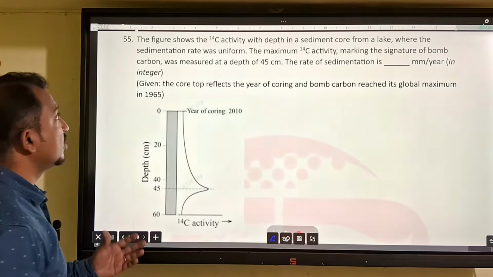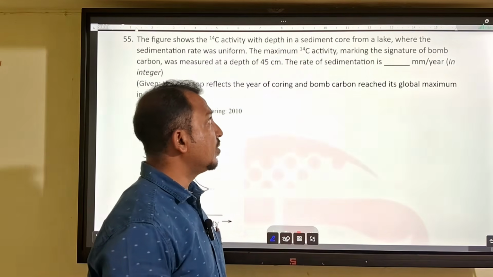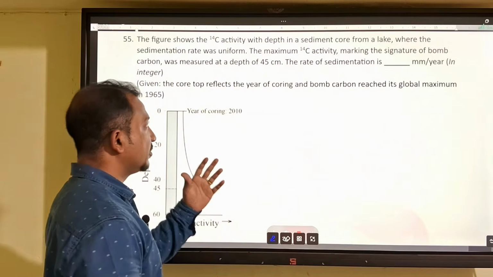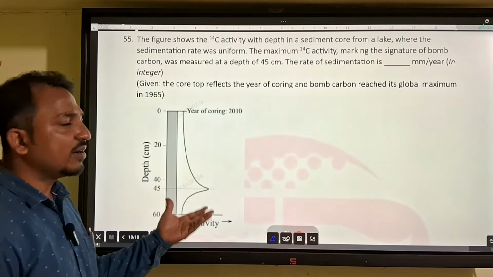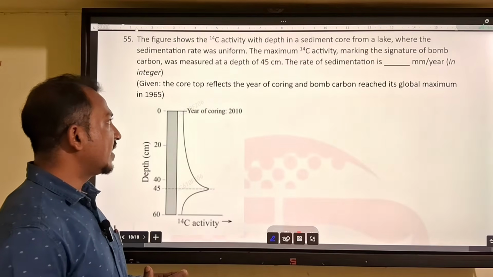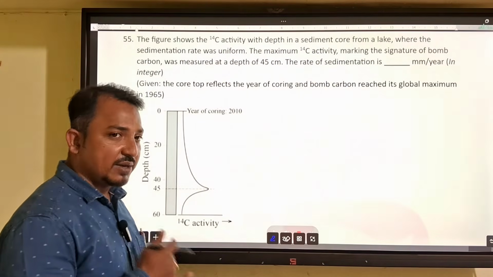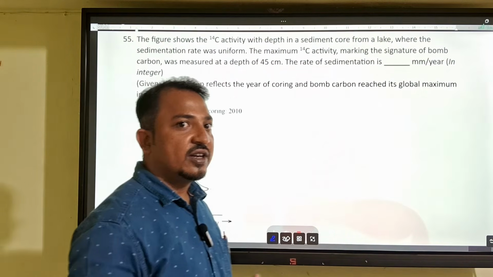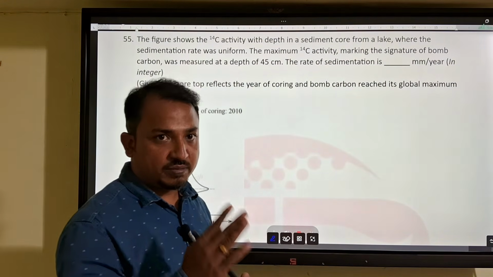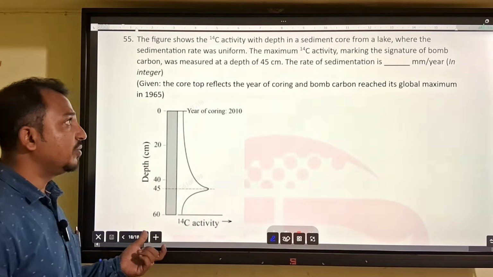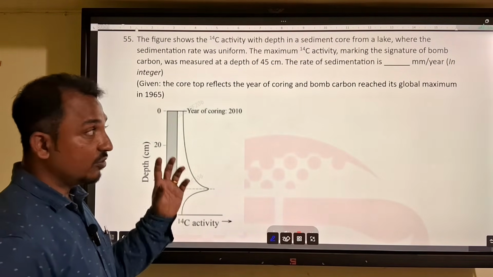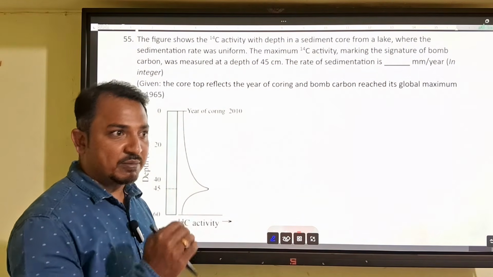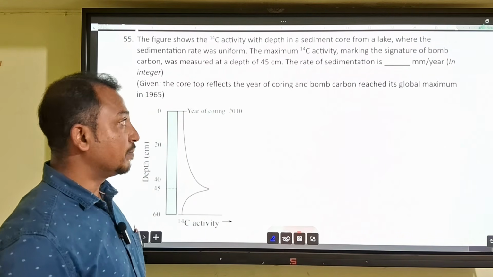Then this figure shows the seafloor activity with depth in a sedimentary core from a lake, where the sedimentation rate was uniform. In this type of question, it is from your rate of sedimentation. So in this case, we just have to find out the depth. Deposition or erosion is always given, and it always occurs at a uniform rate. So just find out the depth and time. Then you can easily calculate the rate of sediment, which is always depth by time.